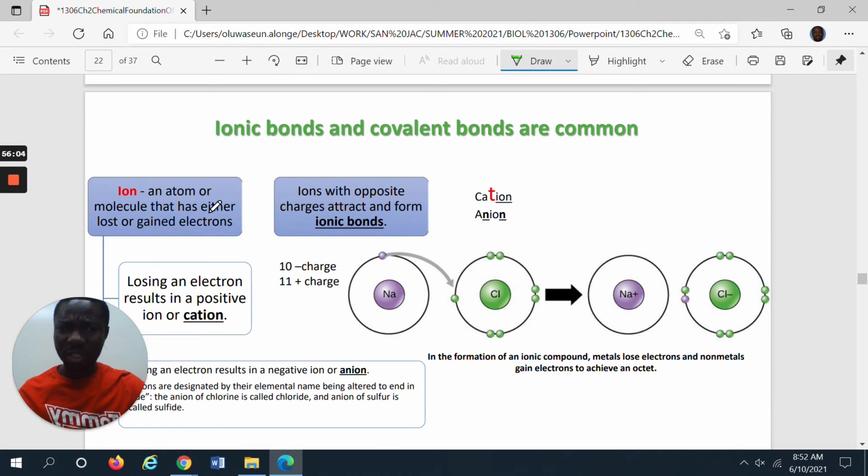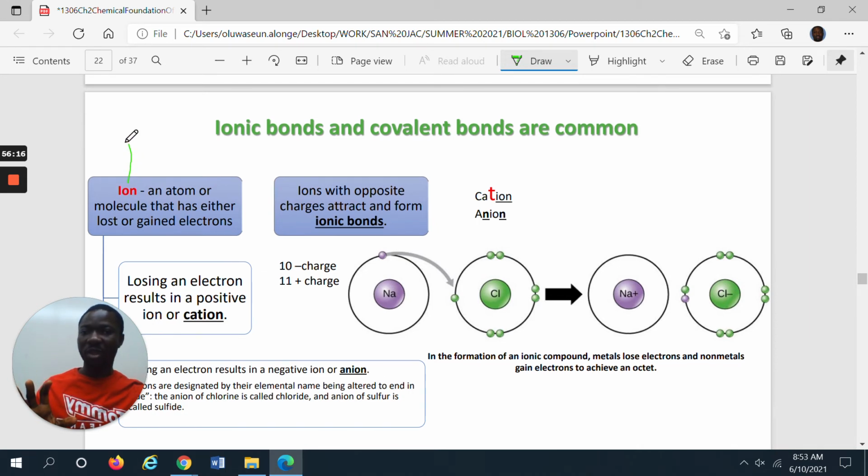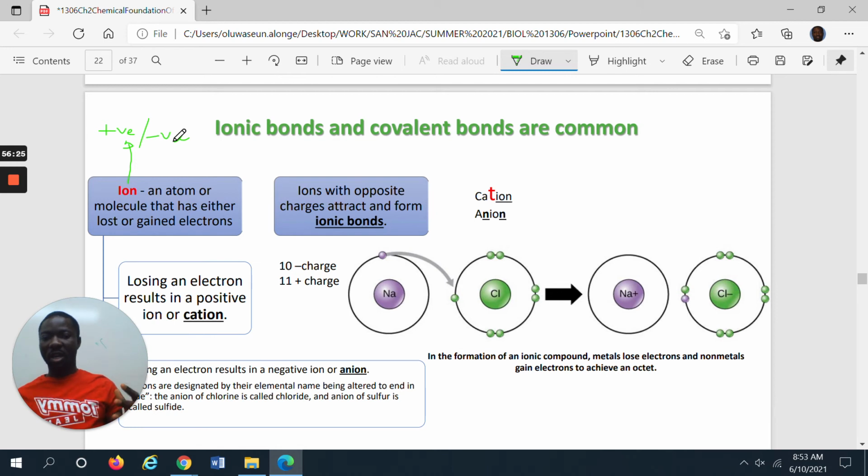So this is what I was talking about since I've been talking about ions. An ion is an atom or molecule that has either lost or gained electrons. I'll be talking about that, but think about what I've told you before. An ion has either a positive or negative charge. Any element that has a charge on it is an ion. Now, what makes them have a charge? That is what I'll be talking about.